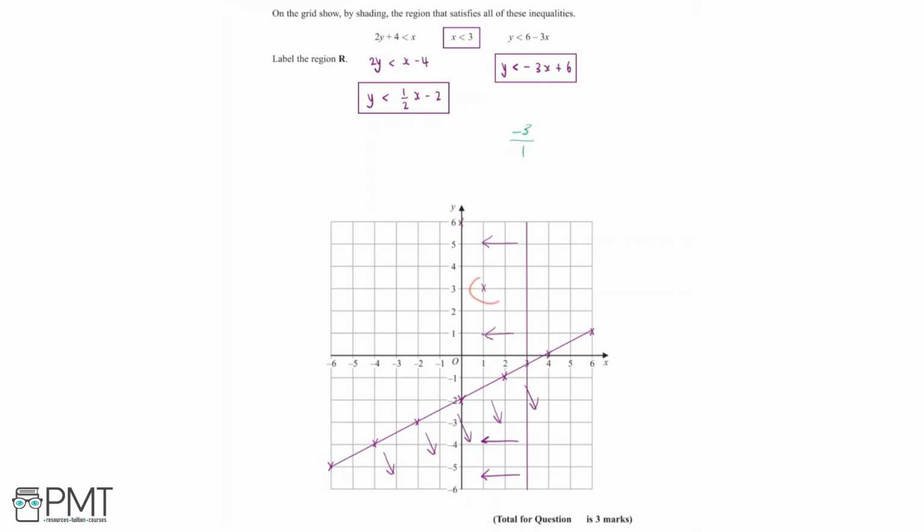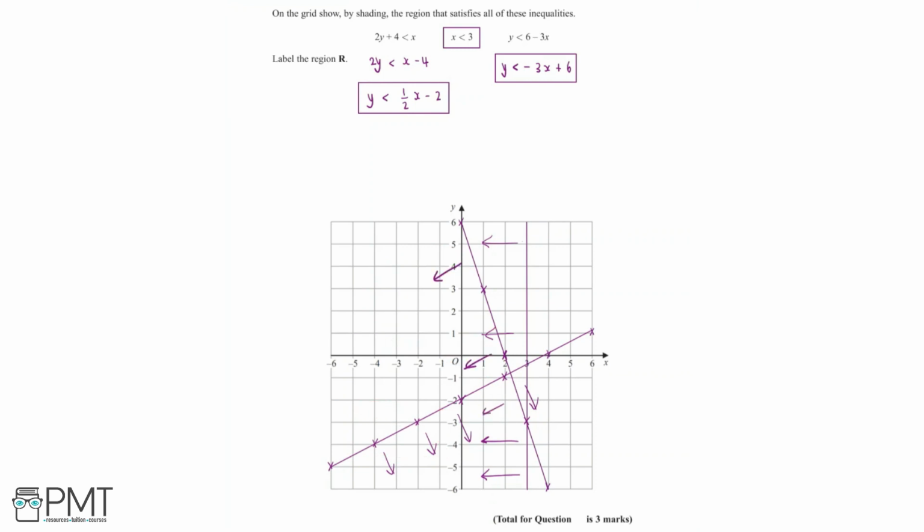And now that we've marked this point over here, we can apply the same principle in order to draw the rest of the points on this line. Now we can join these points together to draw our line. Now that we've drawn the line y equals minus 3x plus 6, we need to look at the inequality. It says that y is less than minus 3x plus 6, and so we need to look at the area below the line. And so again, let's draw some arrows.